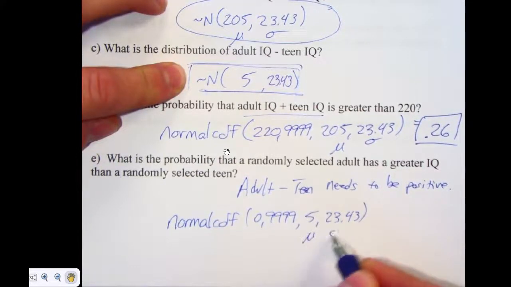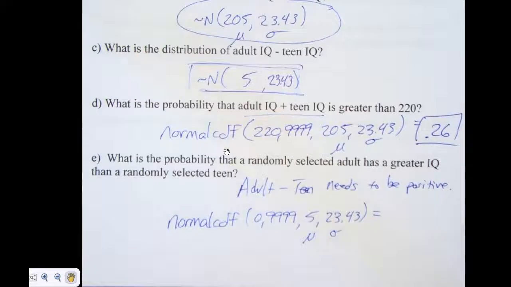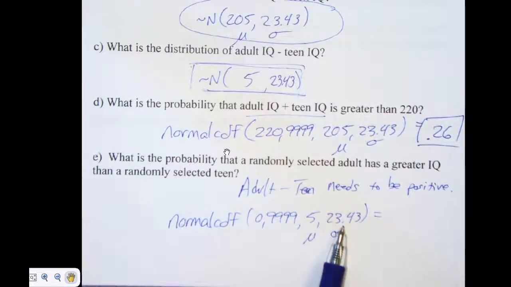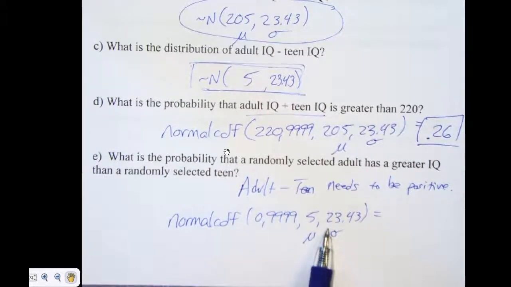Now, should my answer be bigger than 50% or smaller than 50%? The adult average is higher. So is it true that usually the adult is smarter or usually the adult is dumber? Usually the adult is smarter. So when I'm finding out when the adult is smarter, should this be bigger than 50% or lower? It should be bigger. If you get a smaller number, all you did was reverse it. So if you did this backwards, you'd get like 0.4.